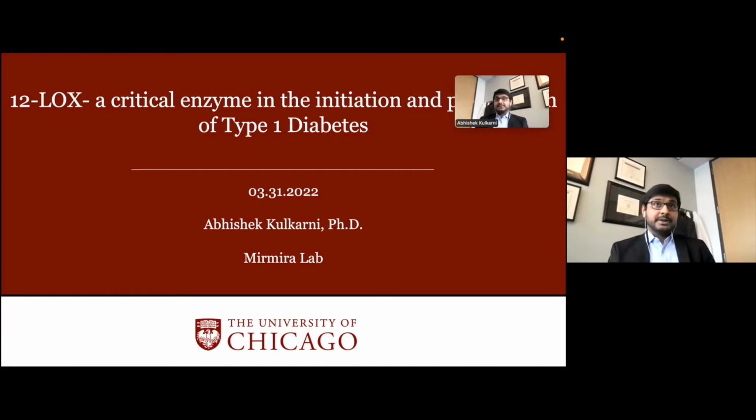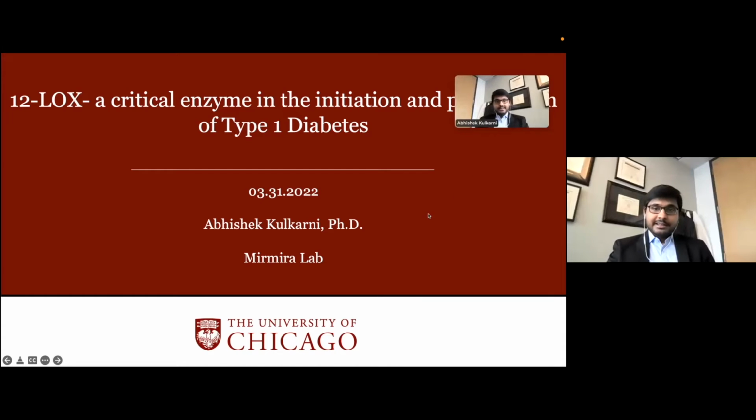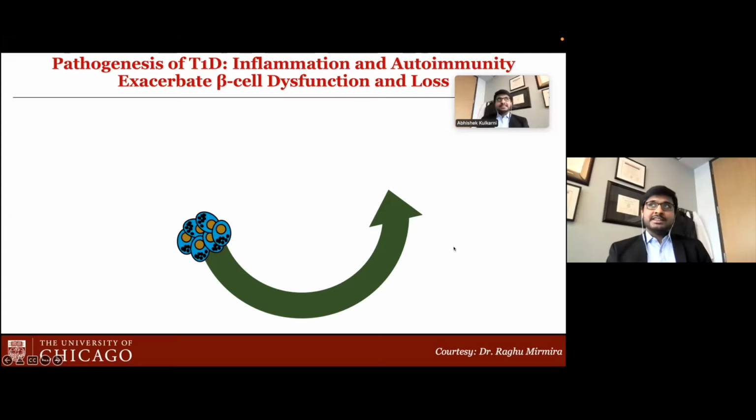So today I'm going to talk about one of the research projects in which we studied the role of a lipid metabolizing enzyme known as 12-lipoxygenase in the context of type 1 diabetes pathogenesis. Now, type 1 diabetes pathogenesis was traditionally thought of as a disease of a deranged immune system, specifically the adaptive immune cells. But recent literature from our lab, as well as others, suggests that it begins within the islets and the beta cells.